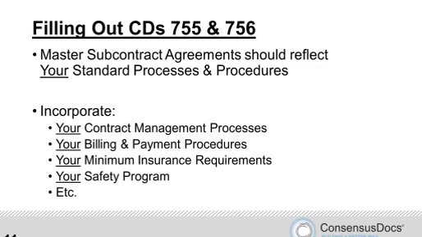And the best way to do that is, at the beginning, to make sure that you're incorporating your processes into this subcontract. So for example, at the beginning of the ConsensusDocs 755, I'm just going to start on the first page and go over a few important things to note. In the table of contents, you can see what these different articles cover.